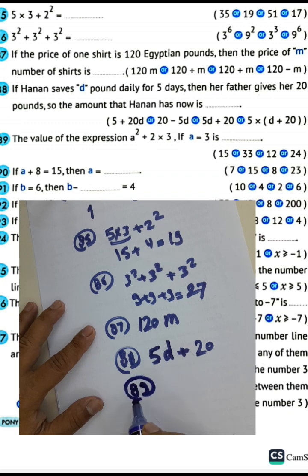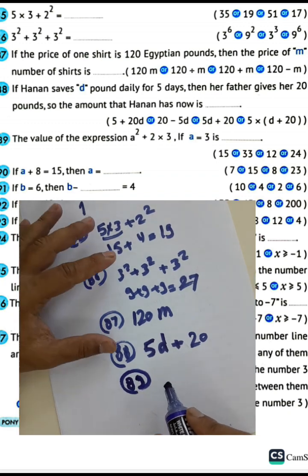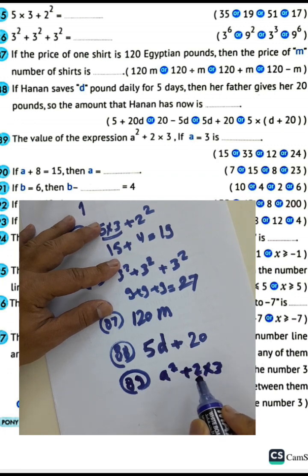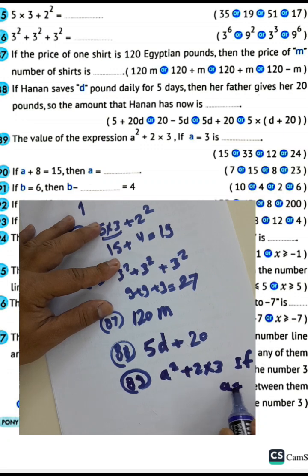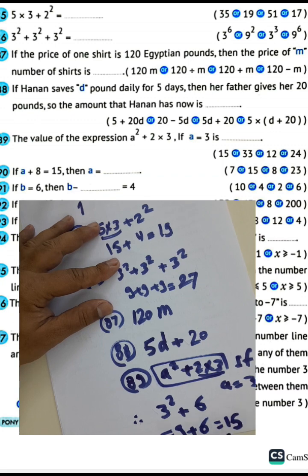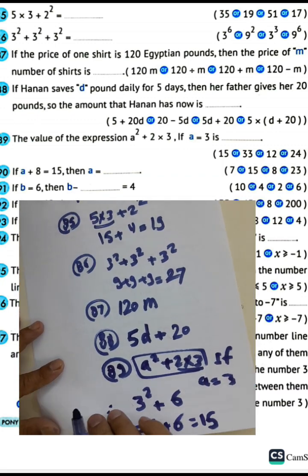Question 89. The value of the expression a power 2 plus 2 times 3, if a equals 3, equals what? Put a equal to 3 here. It will be 3 power 2 plus 2 times 3. 2 times 3 equals 6. Okay, 6 plus 9. It will equal 15.